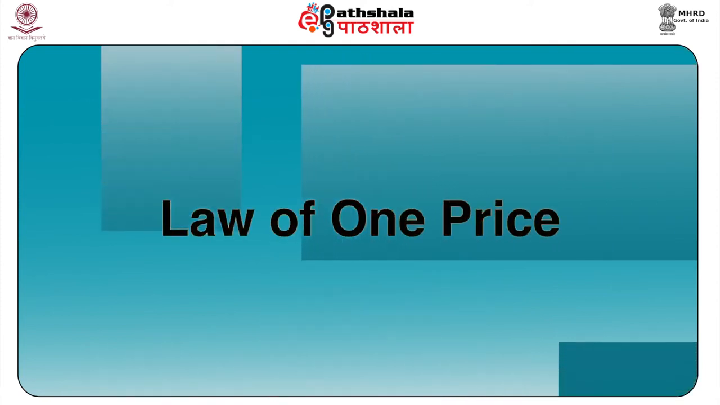The law of one price. The law of one price states that identical goods should hold the same price in all the countries when expressed in the same currency, given there are no transportation costs, no barriers to trade, and markets are competitive. For example, if a good X is sold for rupees 50 in India and the same good is sold for $1 in US, then the rupee per dollar exchange rate should be rupees 50 per dollar.